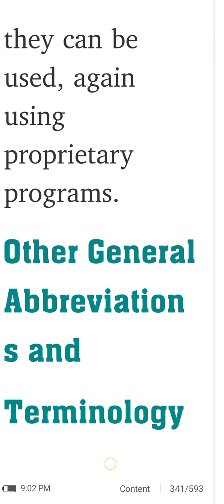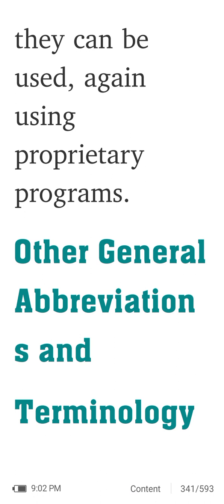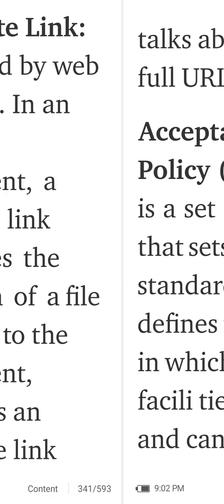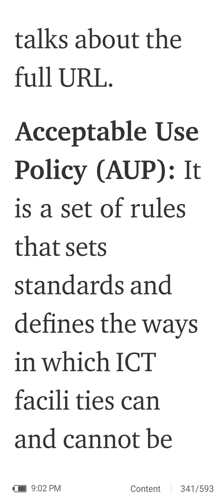And other general abbreviations and terminology. Absolute link. It is used by web authors. In an HTML document, a relative link indicates the location of a file related to the document, whereas an absolute link talks about the full URL.